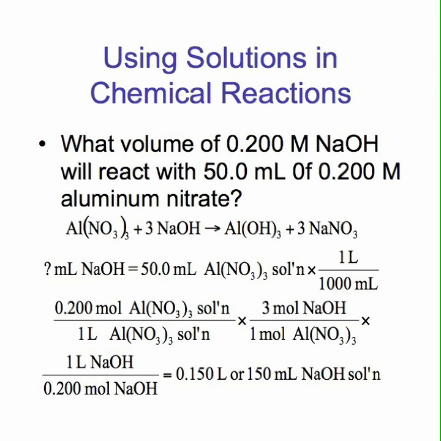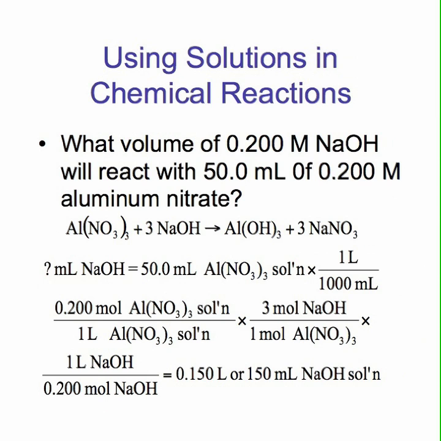In this example, we are asked what volume of 0.2 molar sodium hydroxide will react with 50 milliliters of 0.2 molar aluminum nitrate. 1 mole of aluminum nitrate reacts with 3 moles of sodium hydroxide to produce 1 mole of aluminum hydroxide and 3 moles of sodium nitrate. So we convert 50 milliliters of aluminum nitrate to liters of aluminum nitrate by multiplying by the definition 1 liter is equal to 1,000 milliliters. Then we can convert to moles of aluminum nitrate by multiplying by the molarity, 0.2 moles of aluminum nitrate per liter of aluminum nitrate solution.